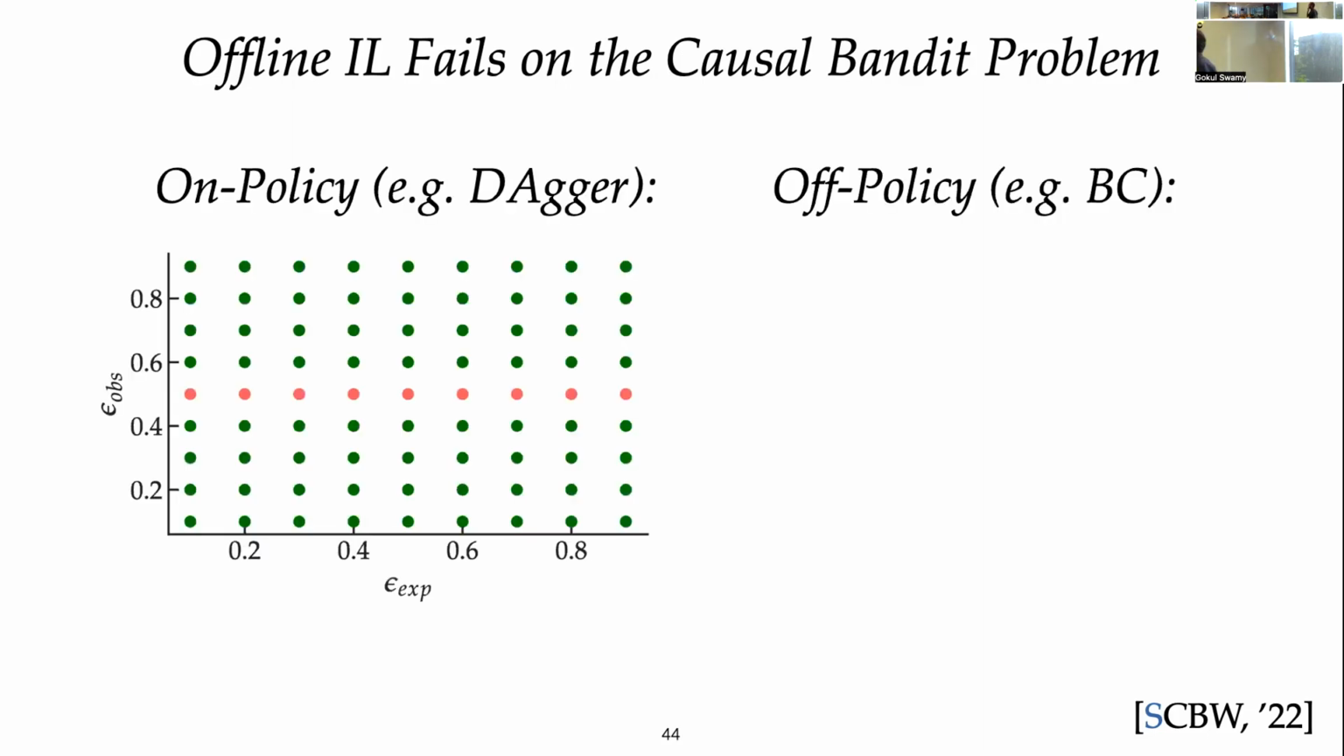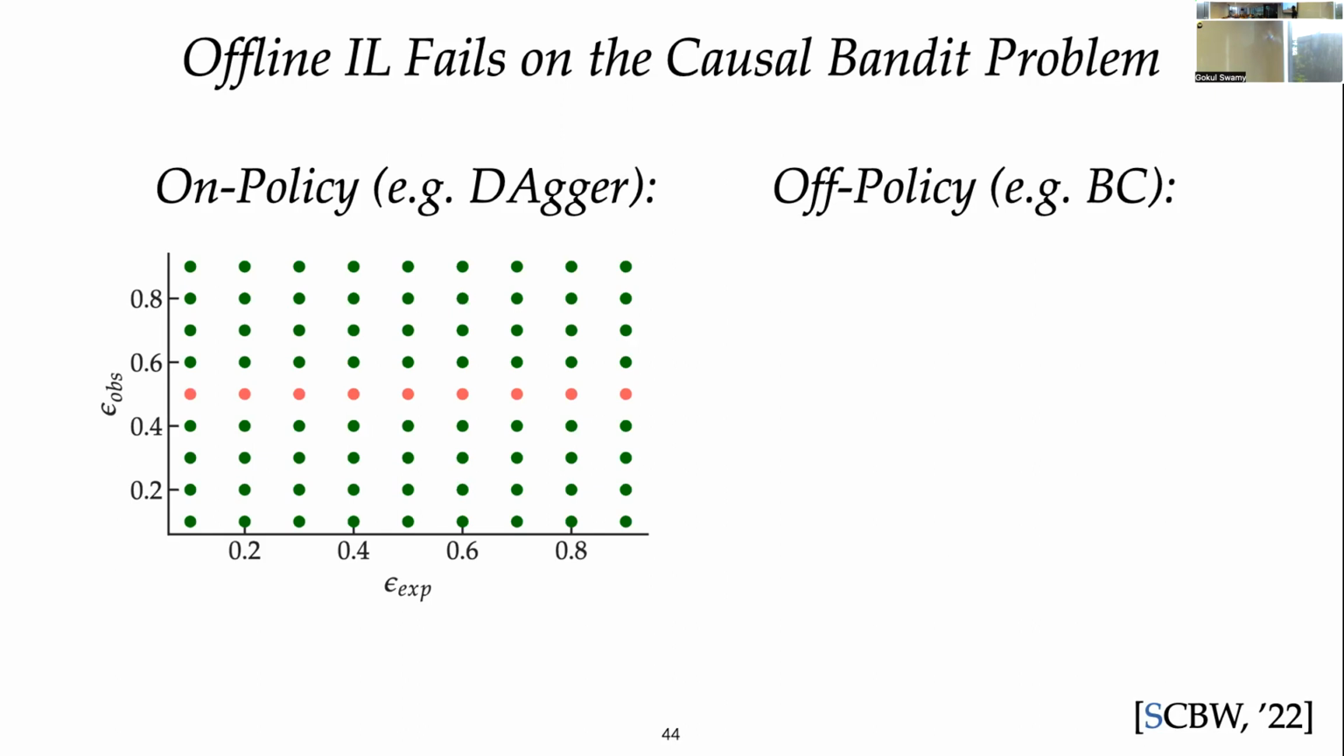So here the x-axis is how often the expert makes a mistake. The y-axis is how often your feedback is flipped. When your feedback is flipped with 50% probability, no algorithm should learn well. That's why the dots there are red. Can you remind us what flip means? Flip means I told you that you got the right arm when you got the wrong arm, or vice versa.